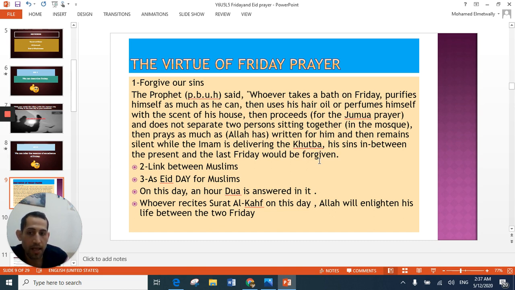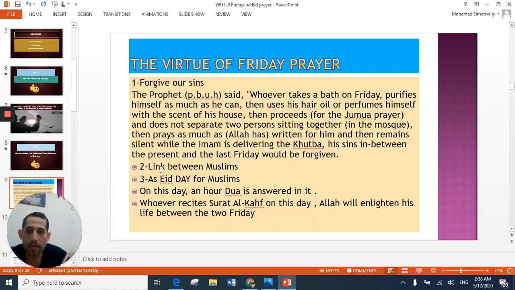Your sins between the two Jum'ah, the previous and the next, all your sins will be forgiven by Allah. So be keen to perform this Friday prayer in the mosque, as in the instruction that came in this hadith.